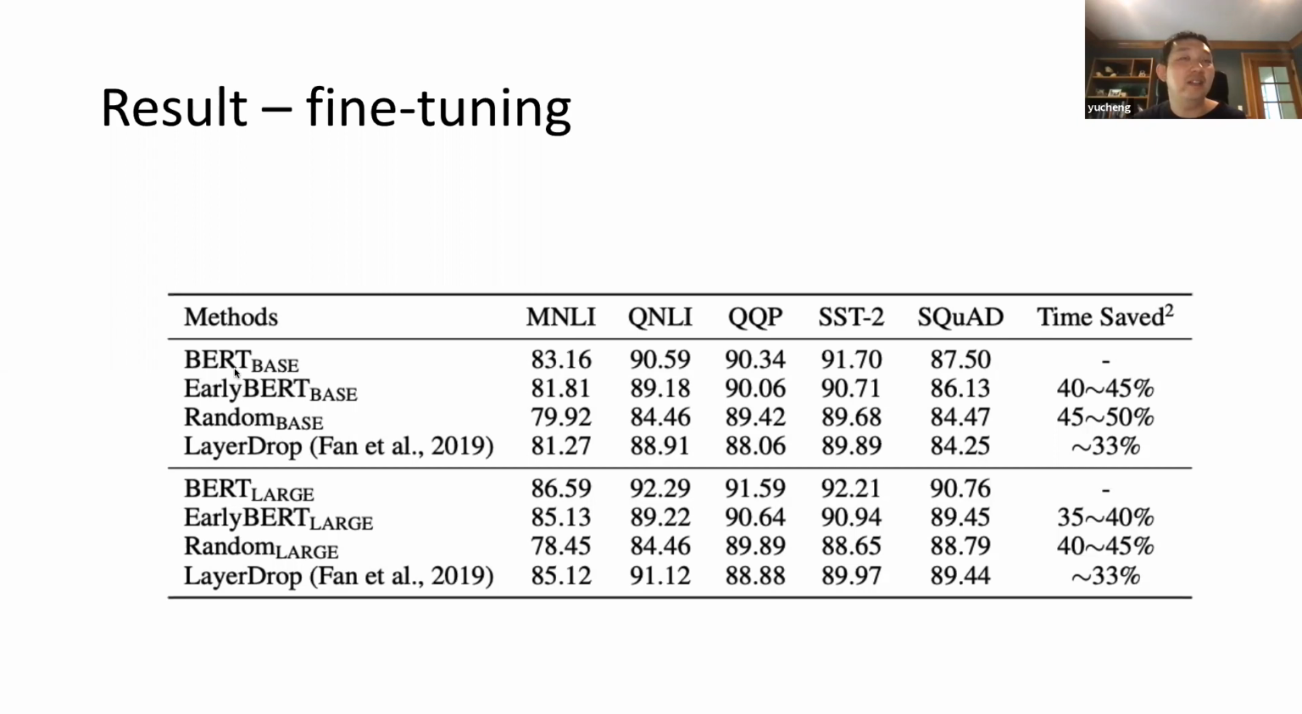And you will find that, for this, BERT base and also BERT large, for both, the early BERT can save like 35 to 40 or 40 to 45 percent of training time, while almost maintaining the same performance, slightly worse. I'd say the gap is around 0.5, but it will save almost half of the training time.